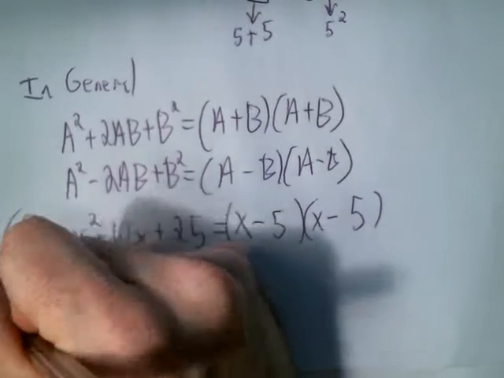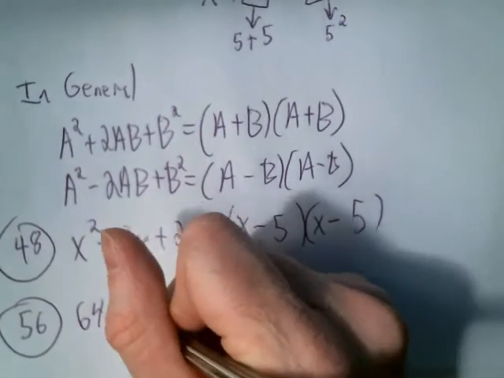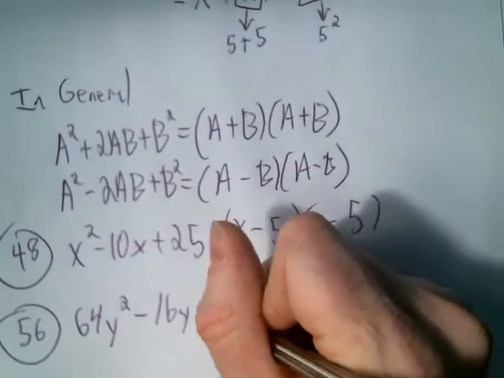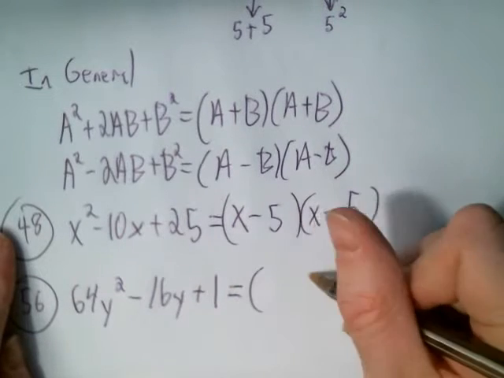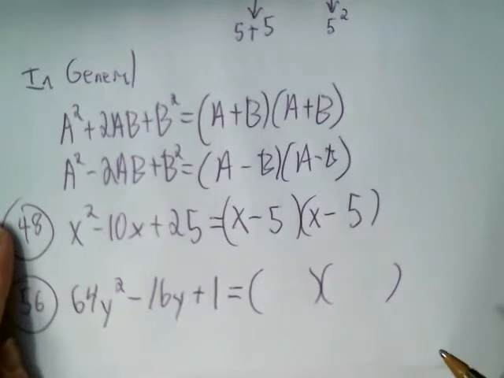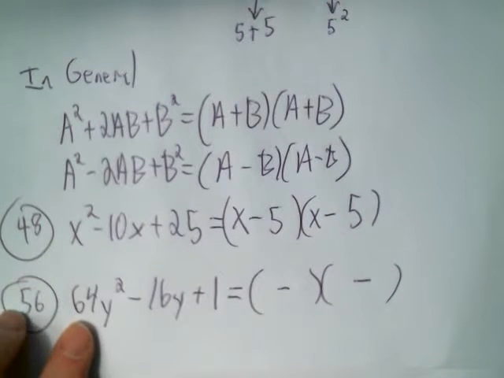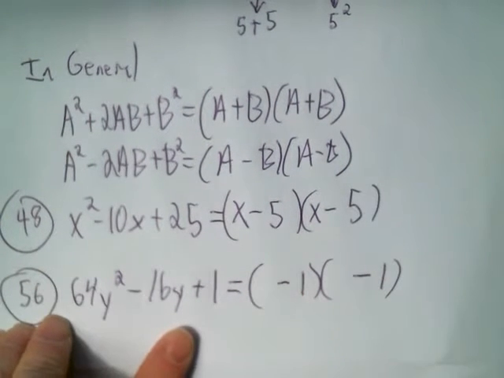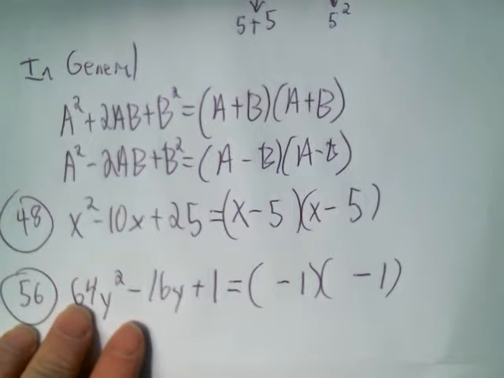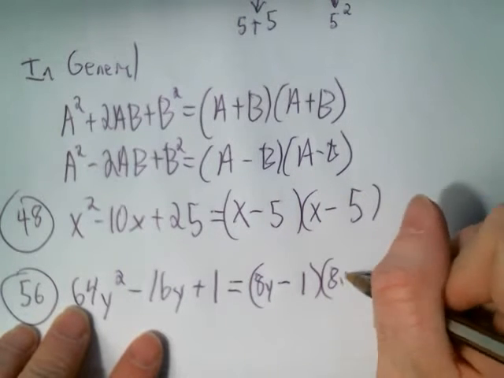Here's 56. So I have 64y squared minus 16y plus 1. Set up my parentheses. It has to be minus minus again. 64 is a perfect square. 1's also a perfect square, so we know it has to be 1 and 1 here. But 64 in particular, you're thinking 8 and 8. You hope it's 8 and 8. You know? Otherwise, you may have some work to do factoring.